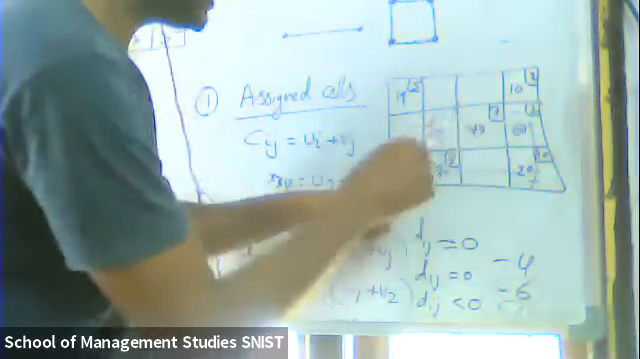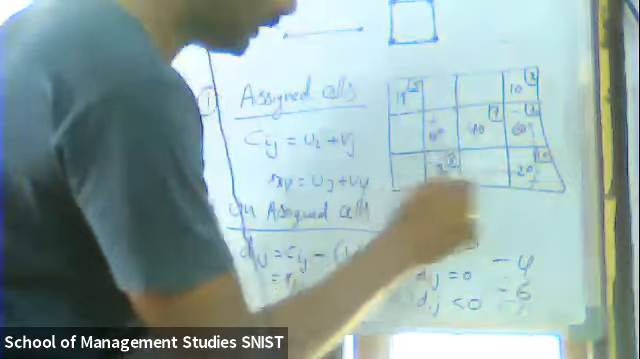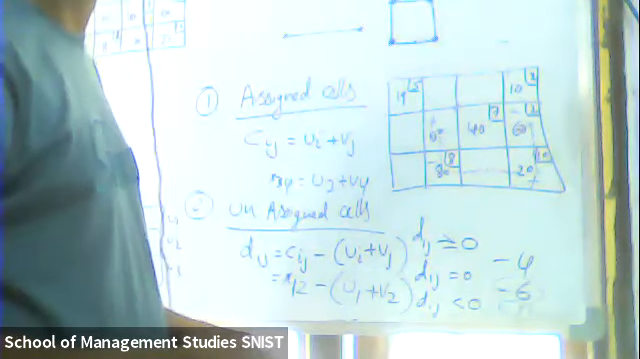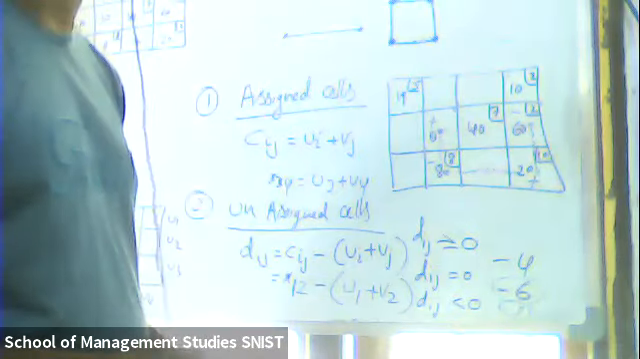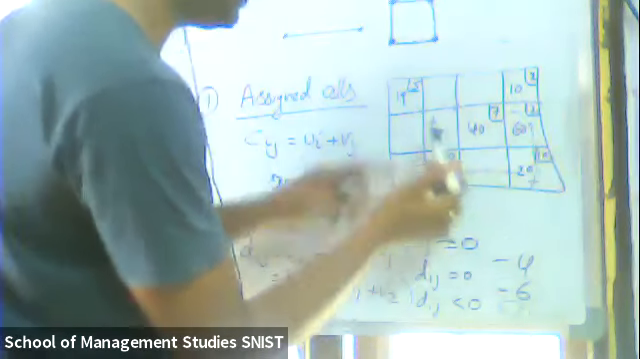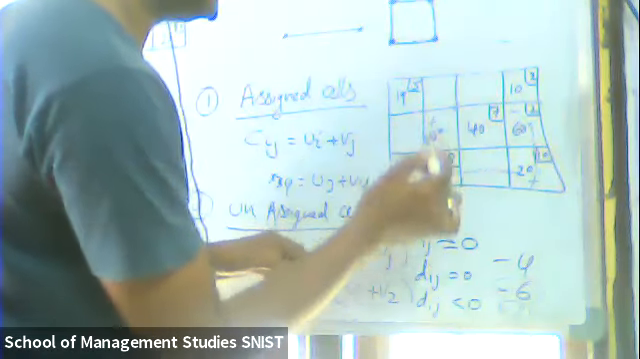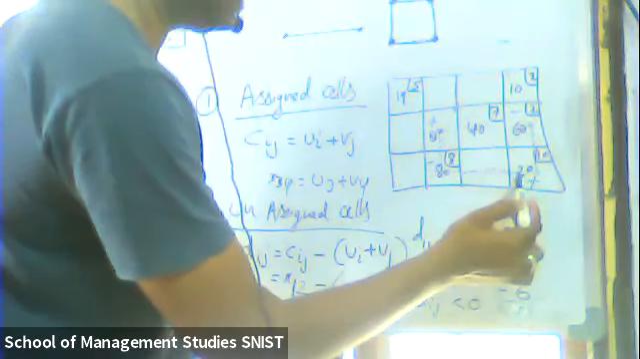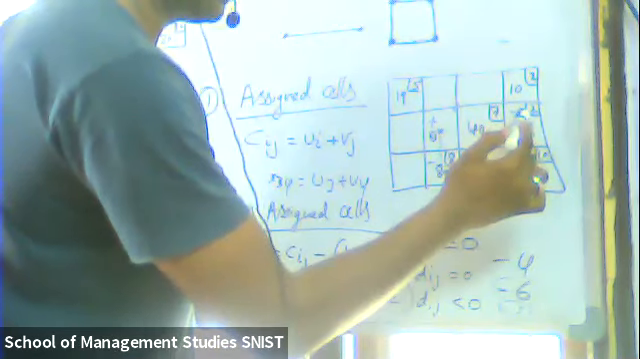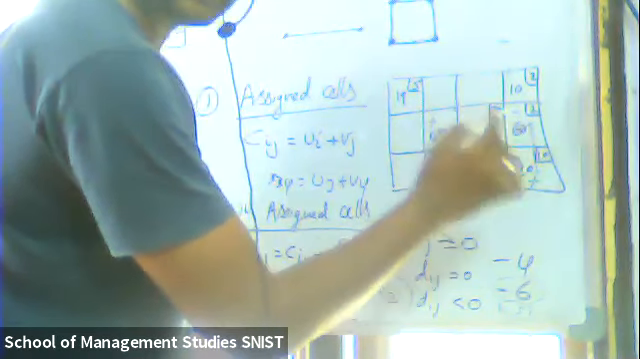So in the minus allocations, 8 and 2 are there. Which one is the minimum? 2. So you have to take the 2. If it is a plus symbol, add the 2. If it is a minus symbol, subtract that 2. That's it.